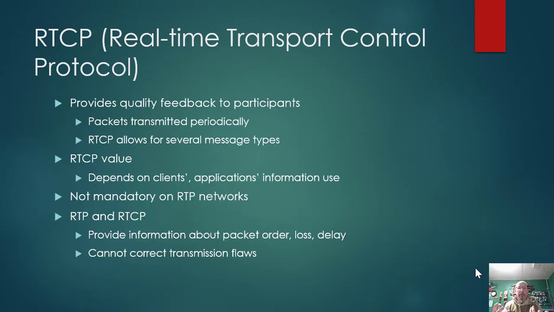In summary here, okay, we want to look at the Real-time Transport Control Protocol. It gives us feedback about quality control. It reports packet loss and jitter, and gives us information about delay. It's optional, but it's extremely useful when we're monitoring performance, which has a lot to do with our quality of service. Together, RTP and RTCP maintain the media quality even though they can't correct transmission flaws.